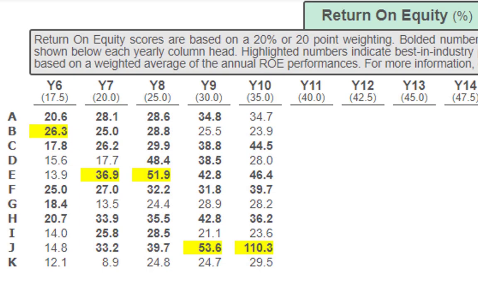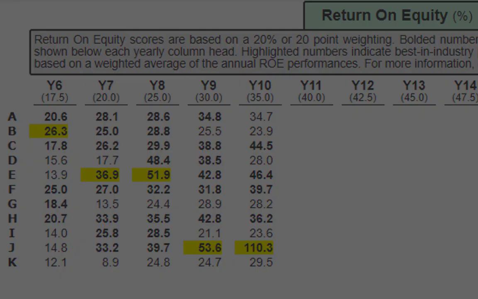Okay, next we have the return on equity. It looks like half of you are meeting expectations. Team J is at 1010 at the highest for return on equity. And if you glance at it, most teams went up or stayed about the same. A couple teams had a small dip, but no real concerns there.